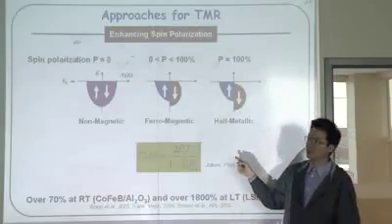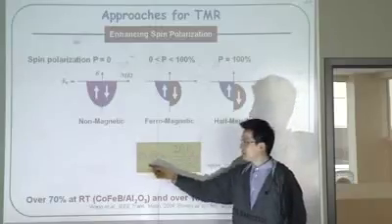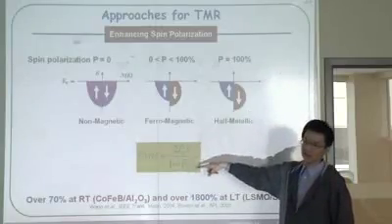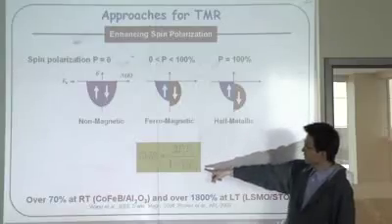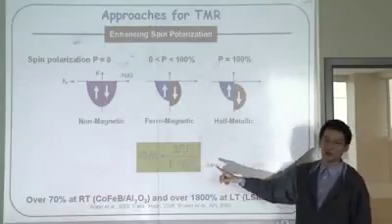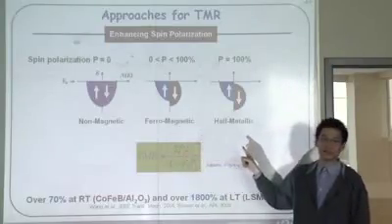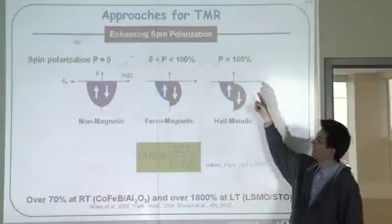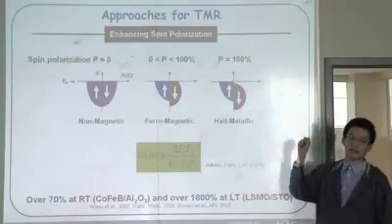There is a very simple formula called Julliere's model, predicting what your TMR value is depending on the spin polarization of the two electrodes. As you can see, if the spin polarization of the electrodes goes to 100%, the TMR will diverge. It goes to infinite. That is the reason why people are trying to use materials with higher and higher spin polarization.